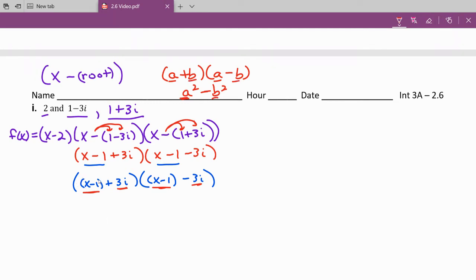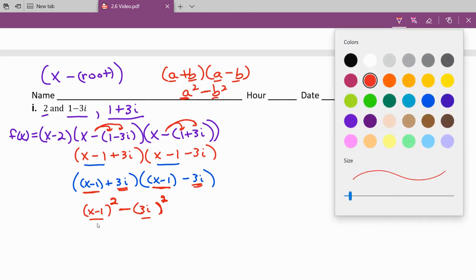So if you think of this binomial x minus 1 as a single term, you write this as x minus 1 squared minus the second term, which is 3i squared. So this is your first term squared minus your second term squared. Your first term being x minus 1 and your second term being 3i. All right, so hopefully that makes sense. So now we're going to continue to simplify this, starting with this x minus 1 squared.